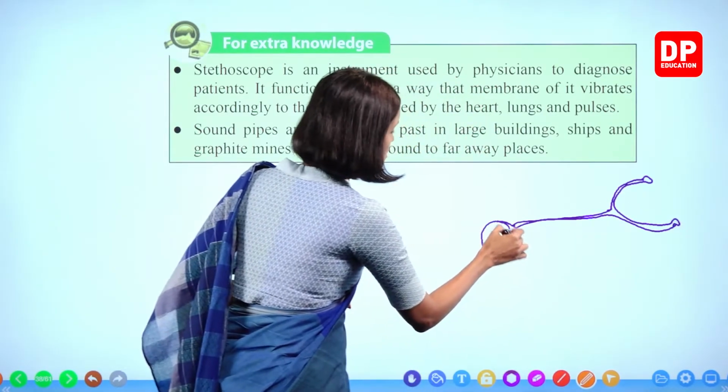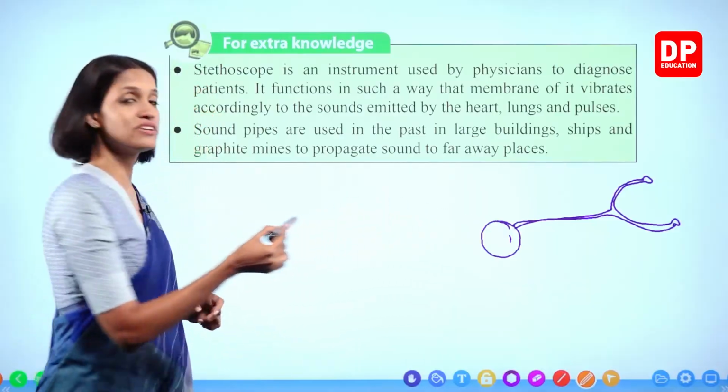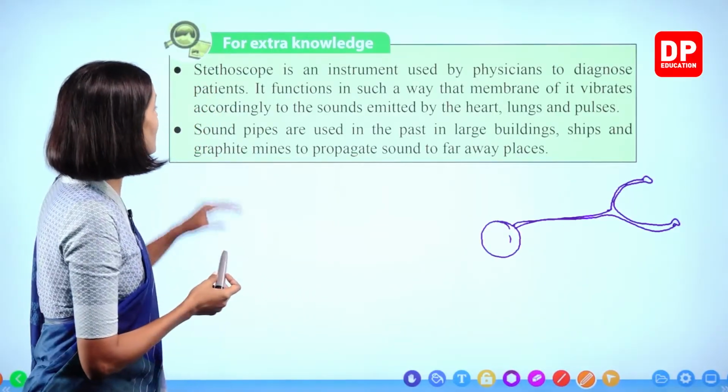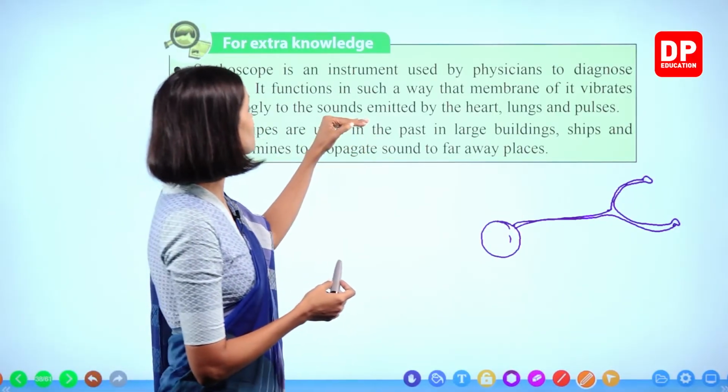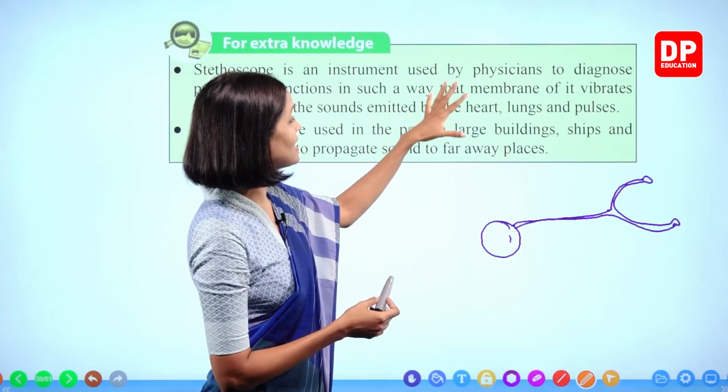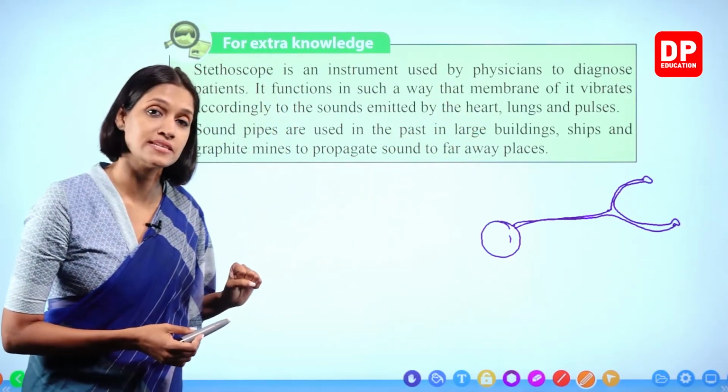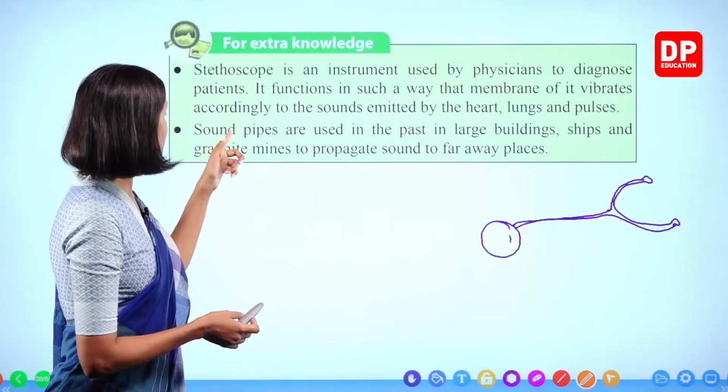Right. So this part, one side of this is covered with a special type of membrane that vibrates according to the sounds emitted by the heart, lungs and pulses. Okay? And here is another instance.